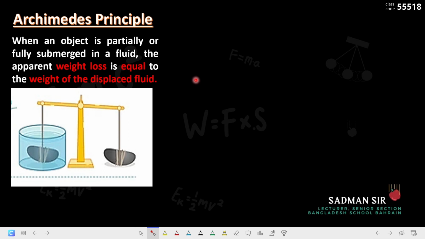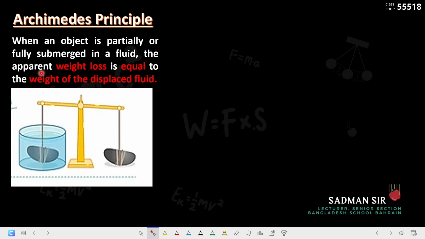Try to hold it. What will happen? You will feel it is lighter. Why? Because water is your friend now. Water is providing an upward resultant force, which we call buoyancy, in the upward direction. As a result, it becomes a little lighter. So as the object feels a little lighter, we can say that there is an apparent weight loss of the object.